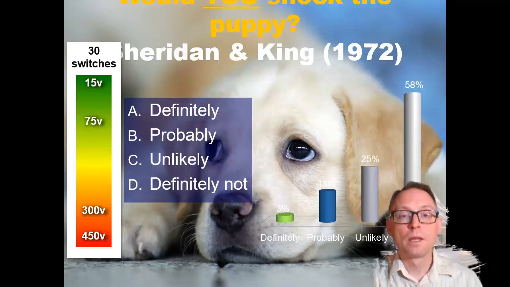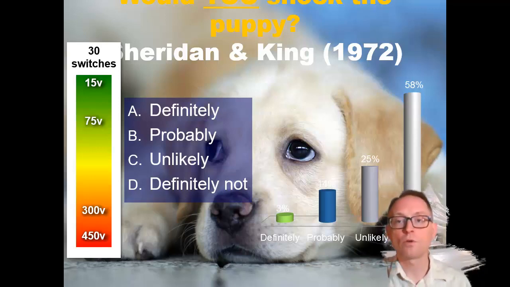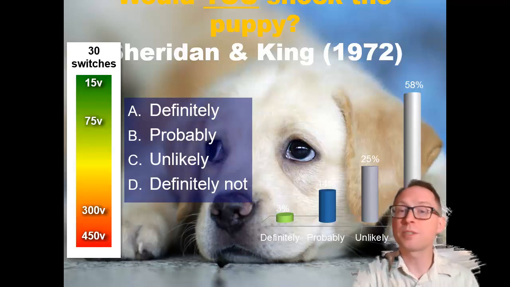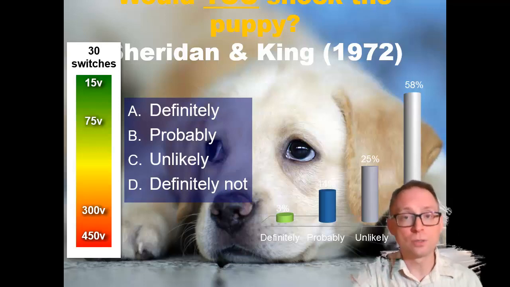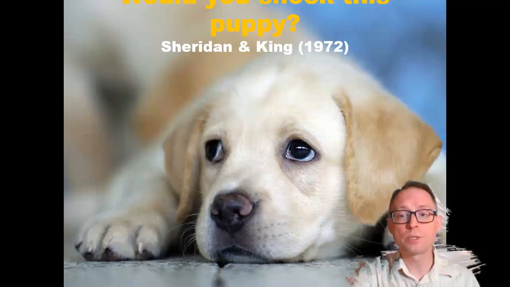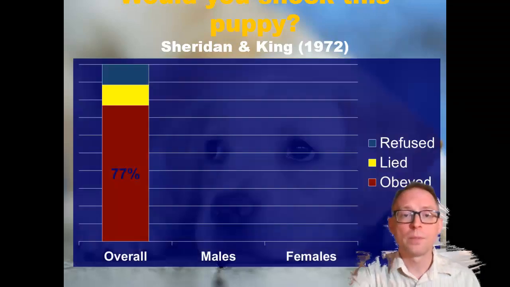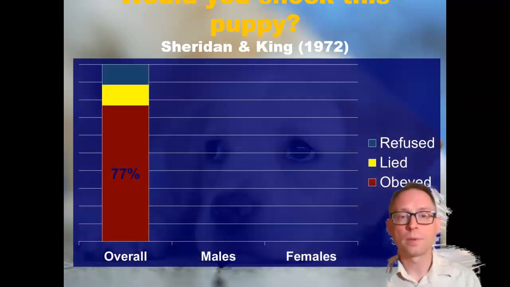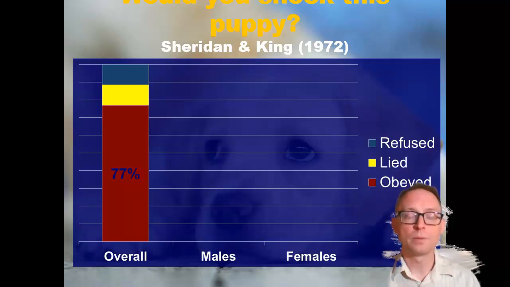Now, of course, people think that they're not going to give all the shocks. Of course not, right? When we ask this question, almost everybody says no. But remember, the entire purpose of this is to realize that the situation is quite influential, right? The situation has more of an influence than we think it does. Here are the results of the study. Overall, 77% of the people, more than in Milgram, gave all the shocks to the puppy. And they knew that the puppy was being shocked.